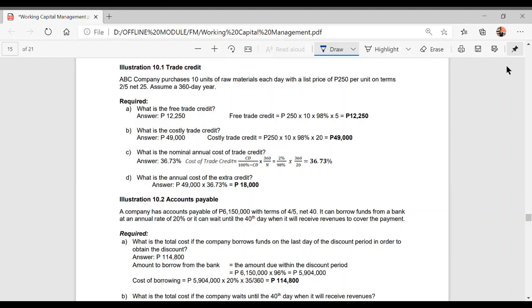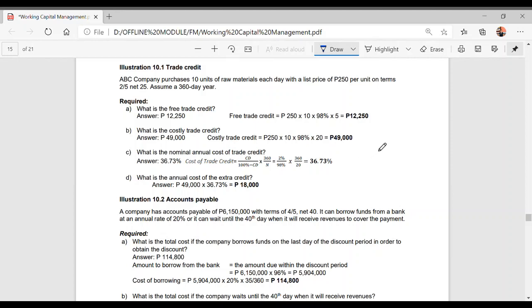So for today, we will be answering some of the exercises and I will explain to you some of the examples related to short-term financing. So the first one in our lesson material is all about computing the free trade credit and the costly trade credit and also the annual cost of trade credit.